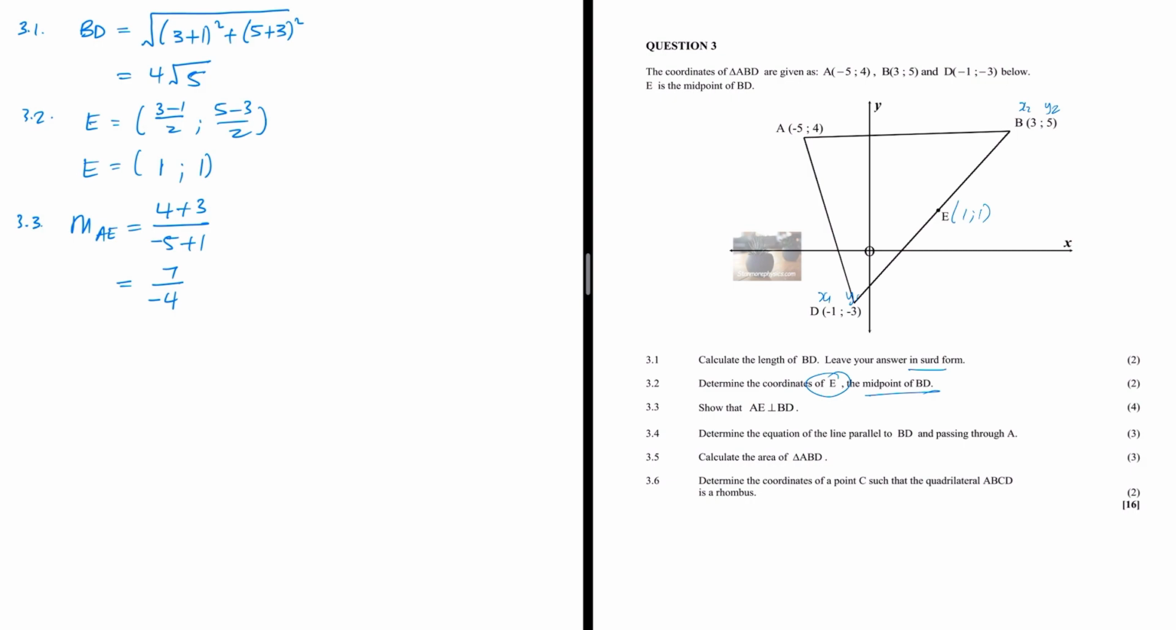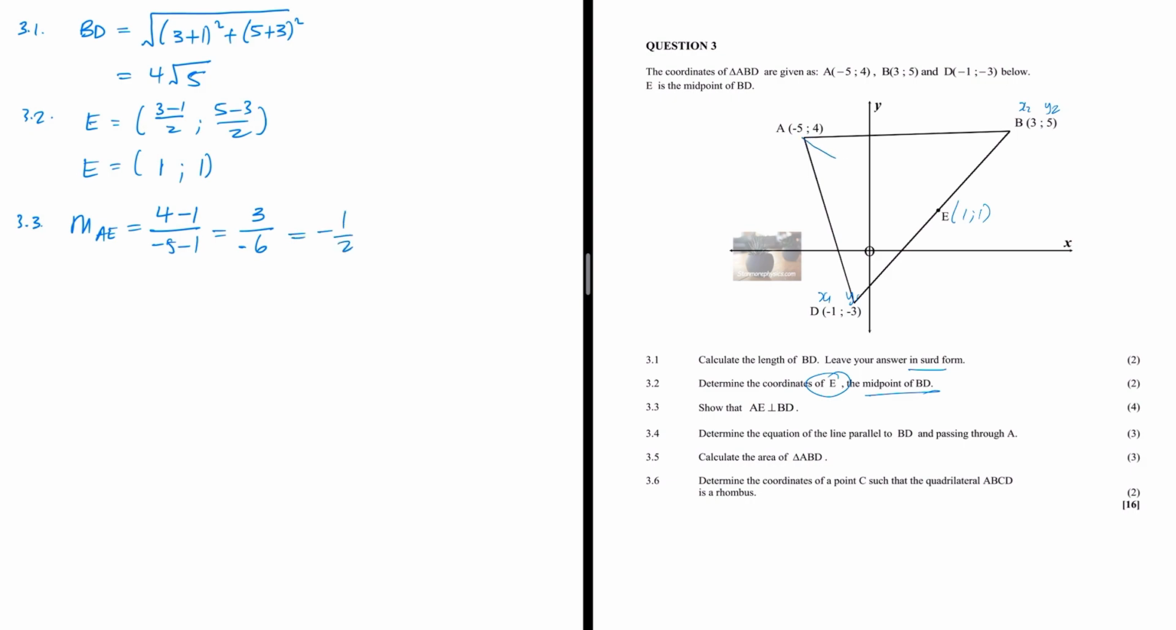Is that y2? So 6, 4 plus 3, correct? Oh, I've worked out the wrong one. I've worked out AD. Let me fix this. So AE is going to be 4 minus 1 divided by minus 5 minus 1. And that's equal to 3 over minus 6, which is minus a half.